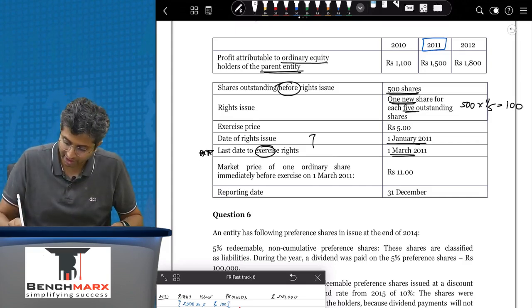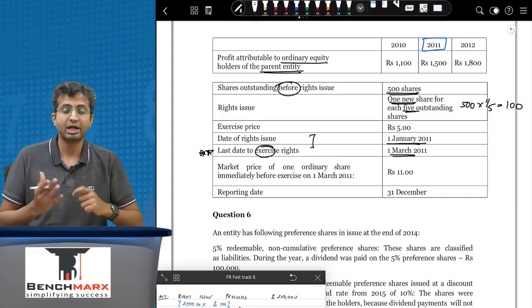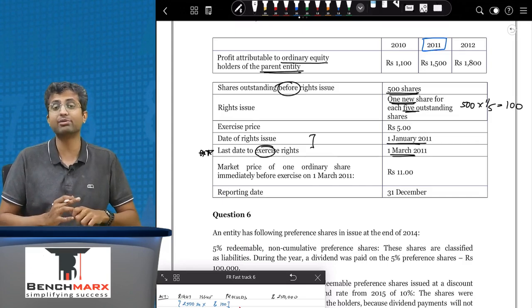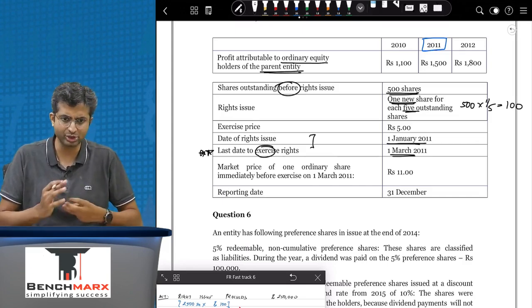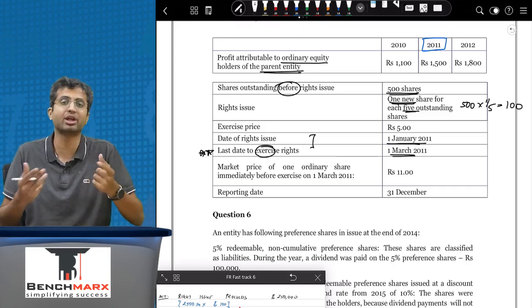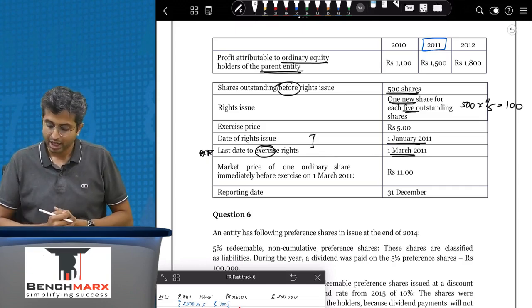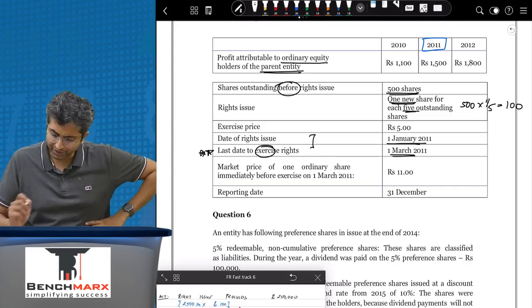During this period, so basically between 1st January to 31st March, if someone is buying and selling the share, it will be sold on a cum right basis, which means a person is going to give up the share along with the right to subscribe. So 1st March is the relevant date.